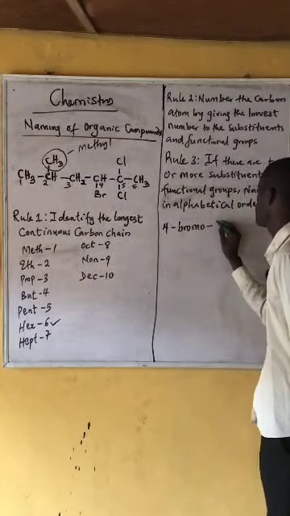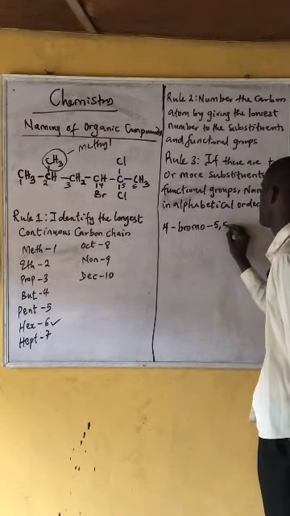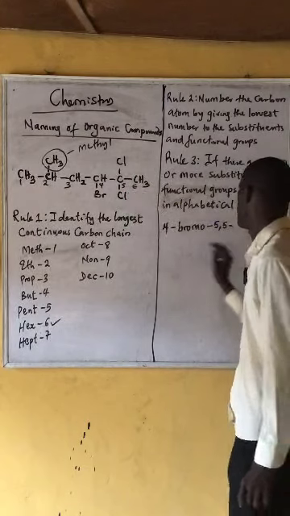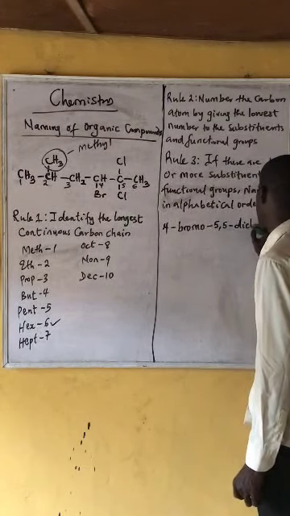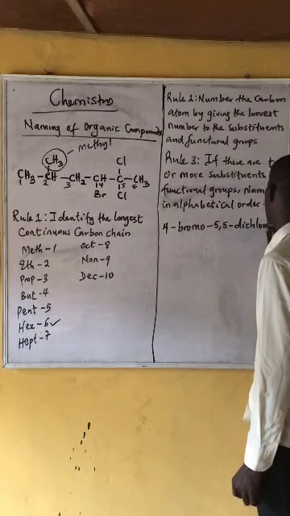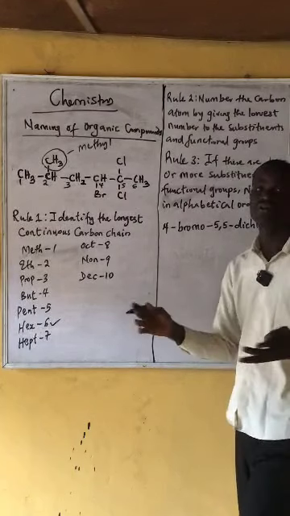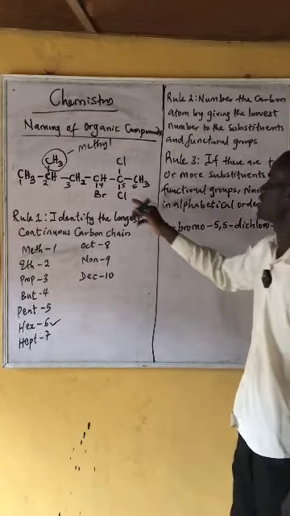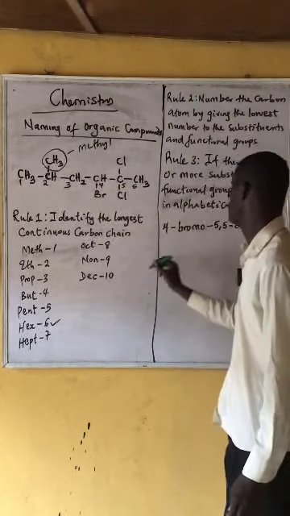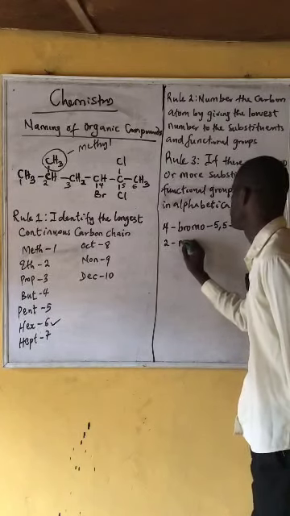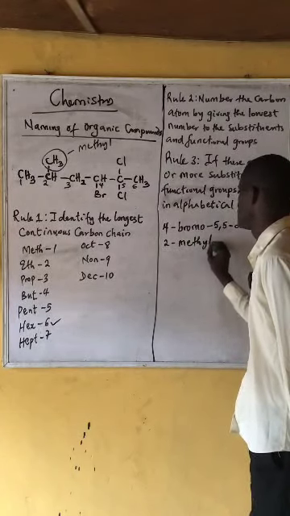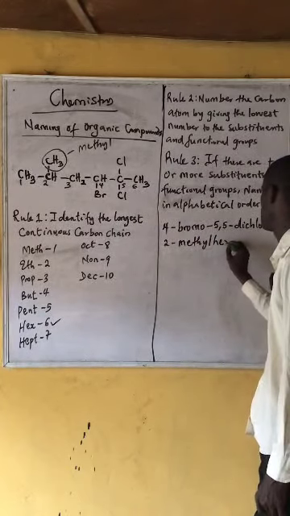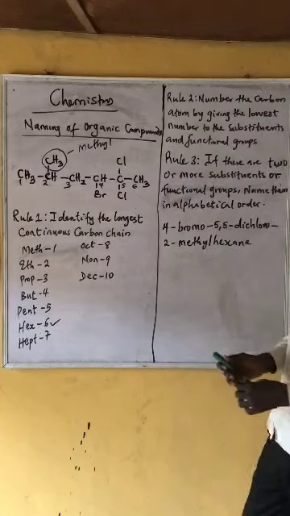So we have 5. Why am I writing 5? Because there are 2 chlorine on carbon number 5. And that is dichloro. Di means 2. 5,5-dichloro. If it is 3, we use tri. If it is 4, we use tetra. 5,5-dichloro. Then methyl is on carbon number 2. Then 2-methyl. Then there are 6 carbons, so the parent name is hexane. So we have named this compound.